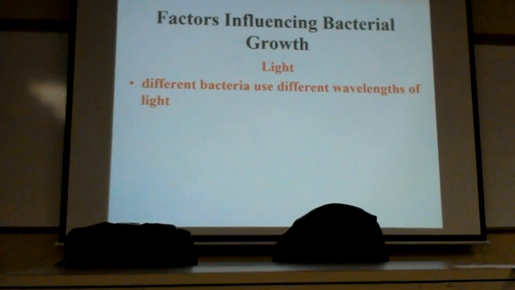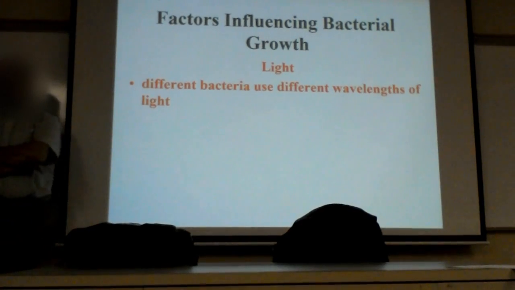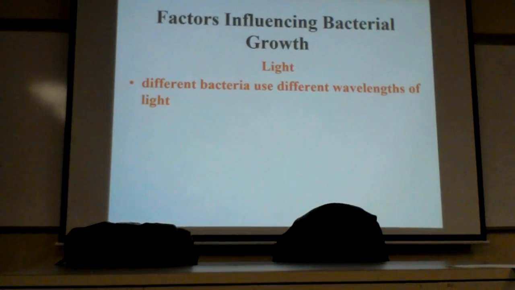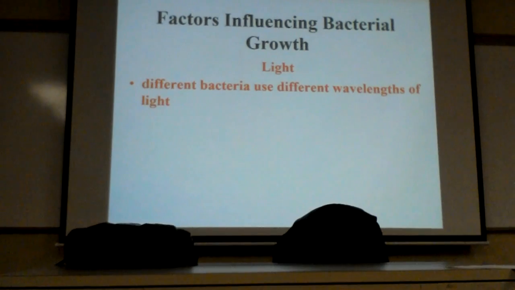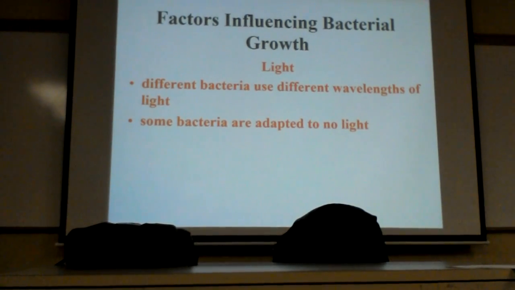Different bacteria are adapted to different wavelengths of light. For example, some grow best in red light or green light or blue light or yellow light, etc. There are some bacteria that are adapted to living in no light at all.